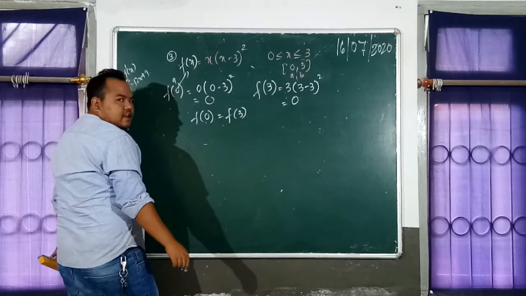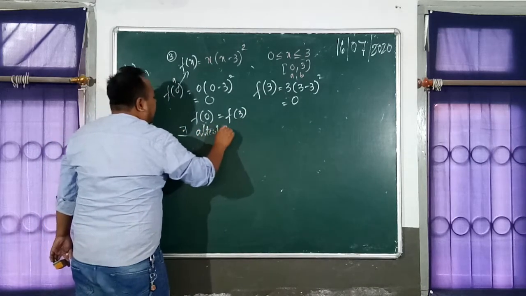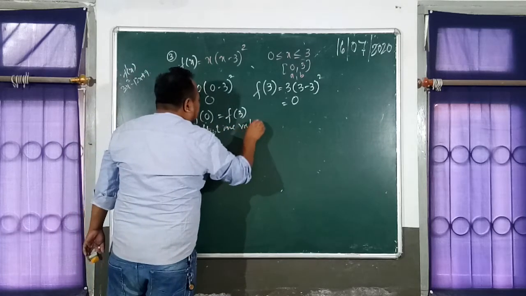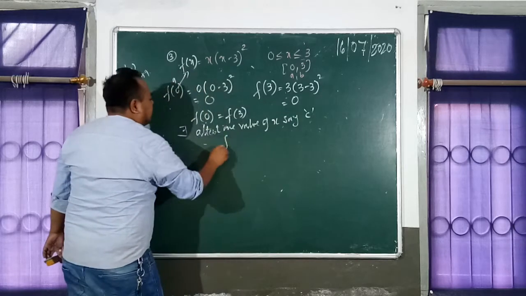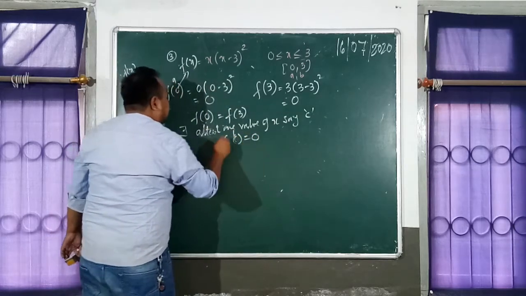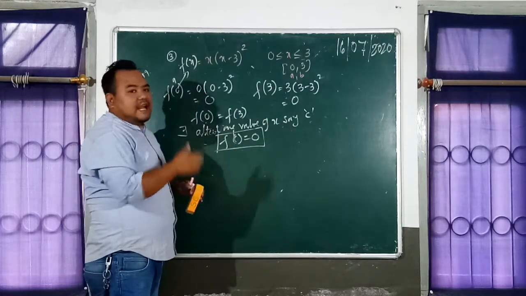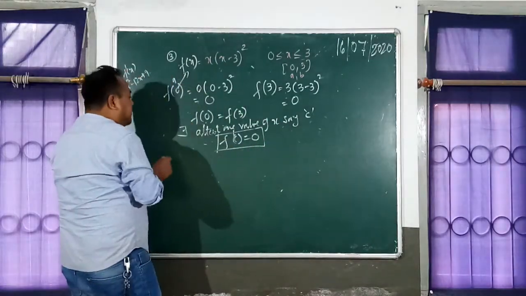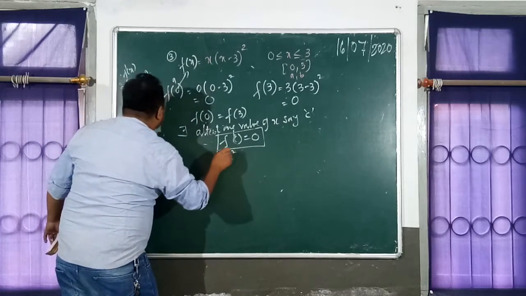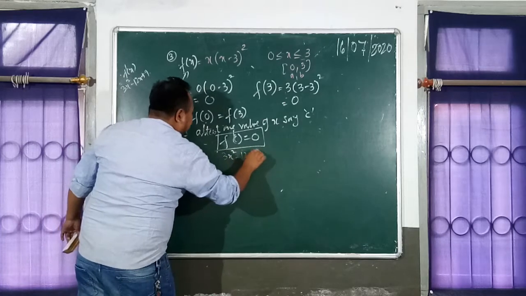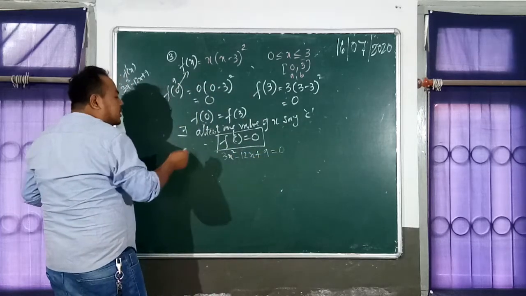So if f(a) = f(b), then there exists at least one value of x, say c, such that f'(c) = 0. Again, what does f'(c) = 0 mean? A point between a and b such that the tangent is parallel to the x-axis. So f'(c) = 0. What is f'? Please tell me. 3x² - 12x + 9 = 0. So what type of equation is this? It's a quadratic equation, yes or no?